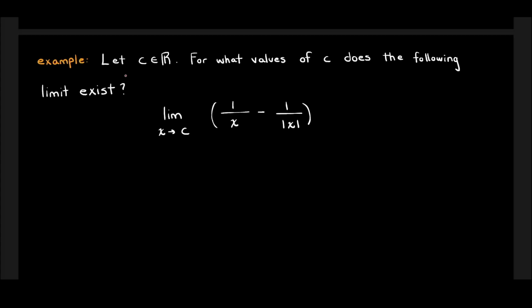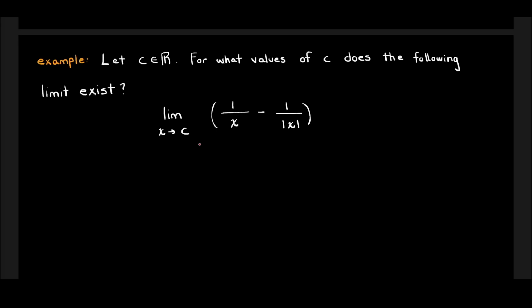Okay, so for the first problem, let c be some real number, and they're asking for what values of c does the following limit exist? Does it exist for every single real number c? Does it only exist for positive c, negative c, 0, or is it even more specific than that?